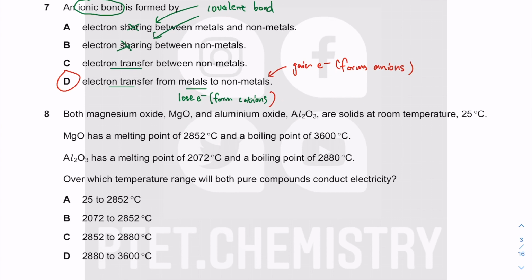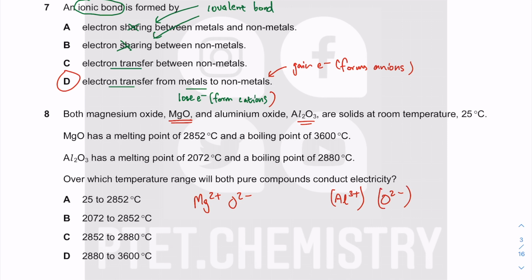Now to question 8, we have magnesium oxide. Again, metal, non-metal, this is going to be ionic. So actually it's Mg2+, O2-. And then the Al2O3 will be Al3+ and O2-. The formula of which is Al2O3, because the compound itself has no charge. Plus 3 does not cancel out minus 2.